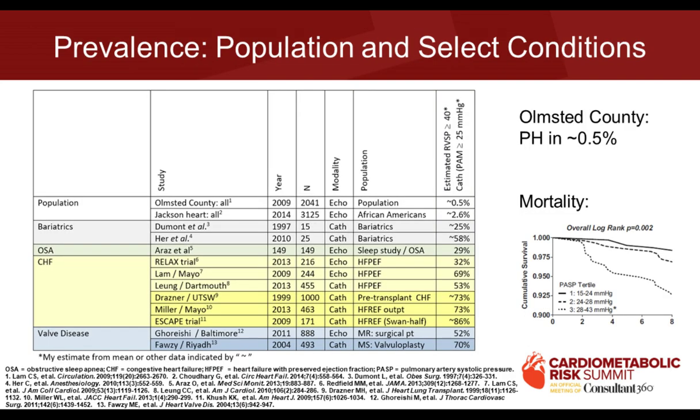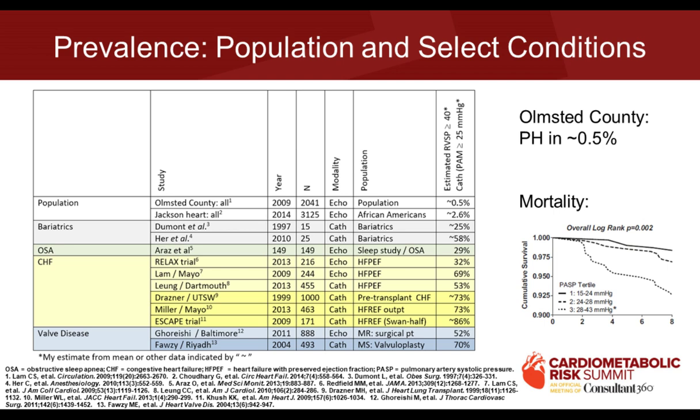Now, in epidemiology studies, they'll generally use echo, and it's fairly accurate on a population level, and I think the numbers are pretty interesting. This is why primary care has to have some interest in pulmonary hypertension. The top 2 studies there are population studies where they did an echo in everybody in an unselected population, and in one, the prevalence of pulmonary hypertension was about 0.5%, so 1 in 200. And then in the Jackson Heart study, which looked at African American participants, otherwise an unselected population, it was 2.6%.